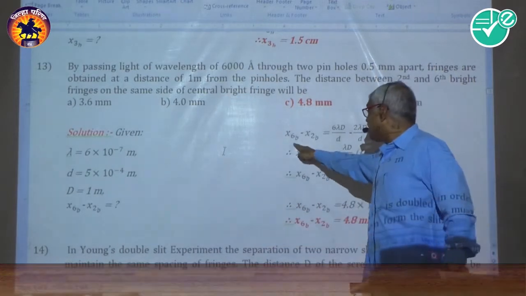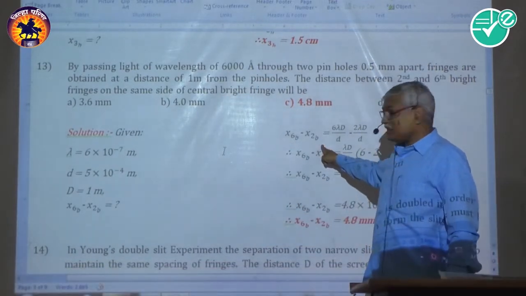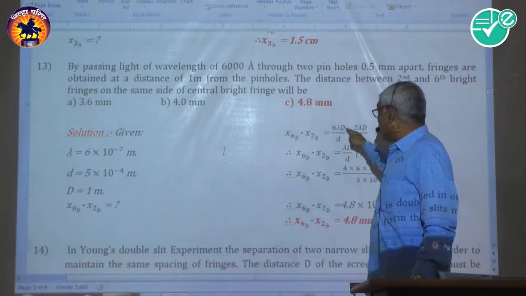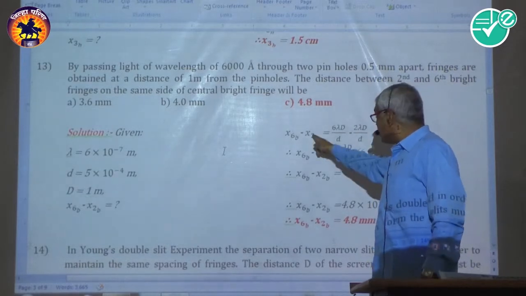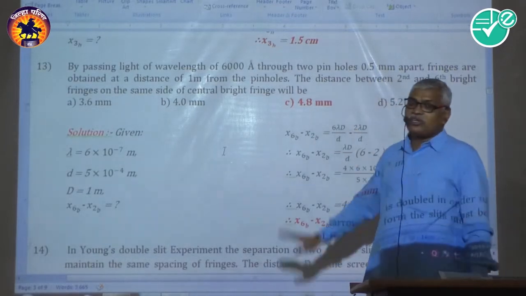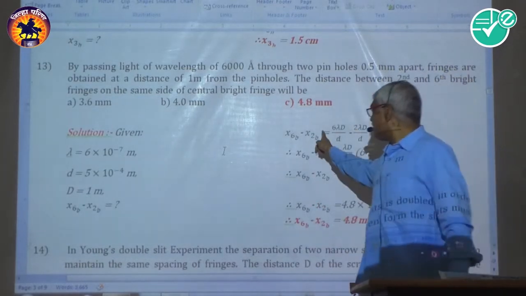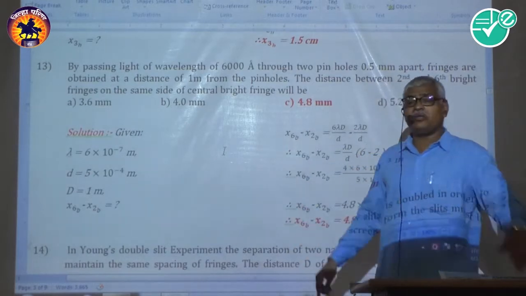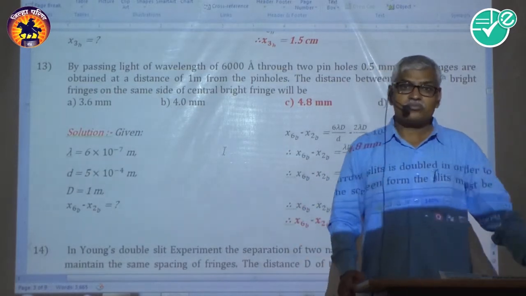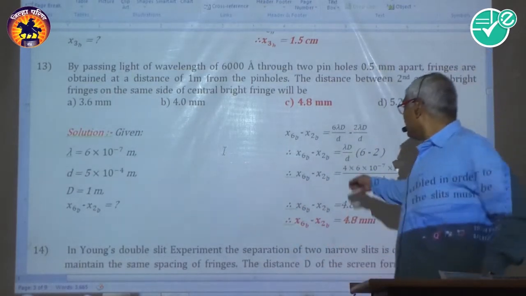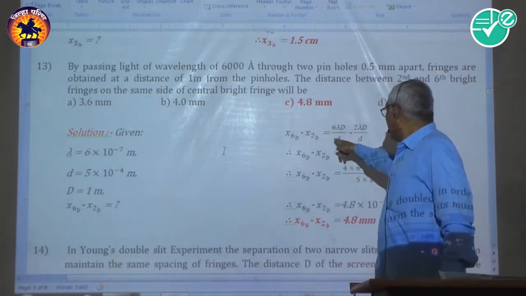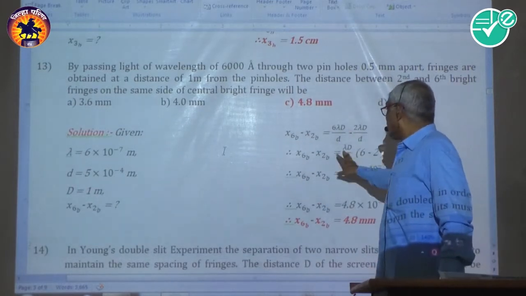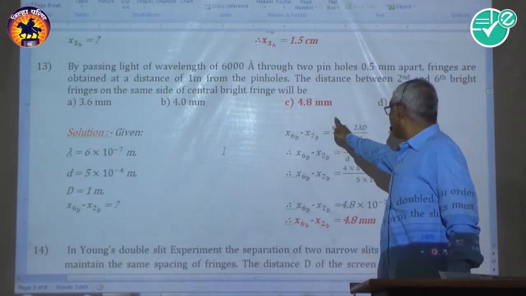Therefore, x6b minus x2b is equal to 6 into lambda D upon small d minus 2 into lambda D upon small d. Only this logic should be clear. Now, simply write down the data. Here we have lambda D upon small d common in the bracket, therefore 6 minus 2.